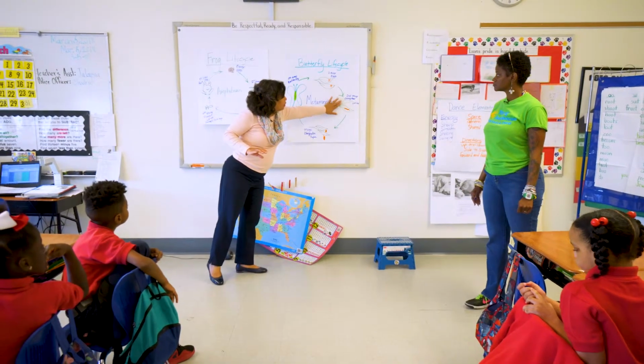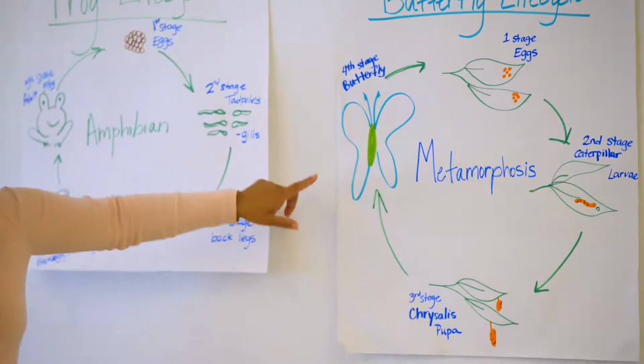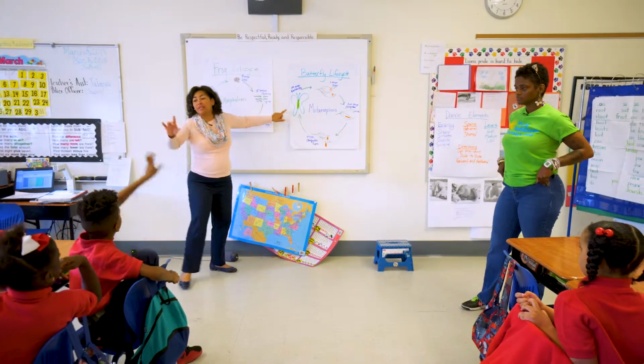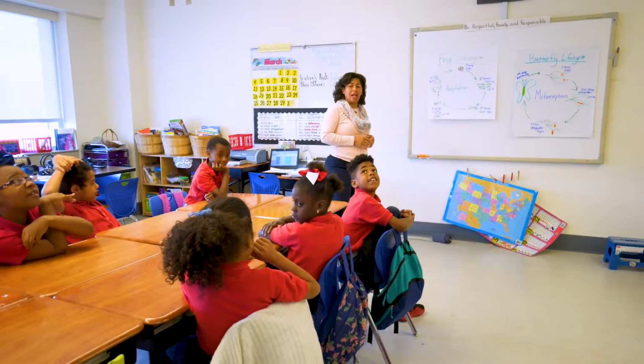After the egg, the second is the caterpillar or the larva. We have the chrysalis and the pupa. What is the final and last stage? Janacy? A butterfly. It's a butterfly.